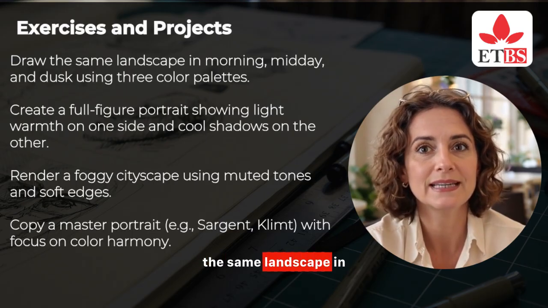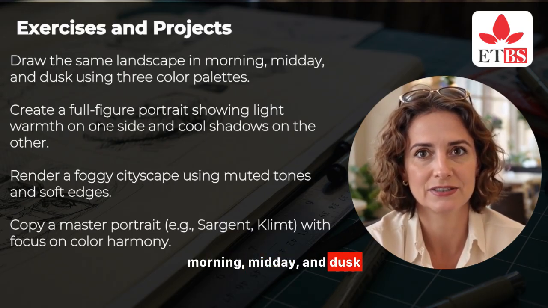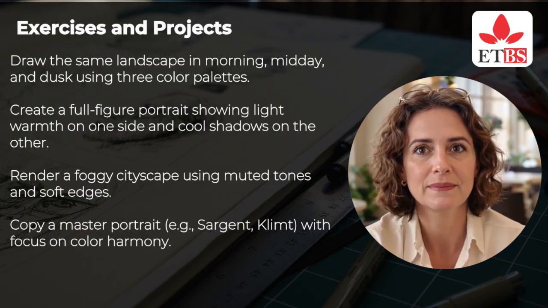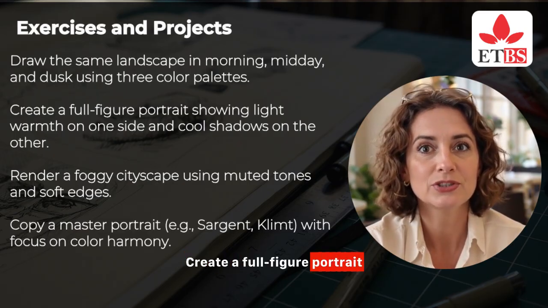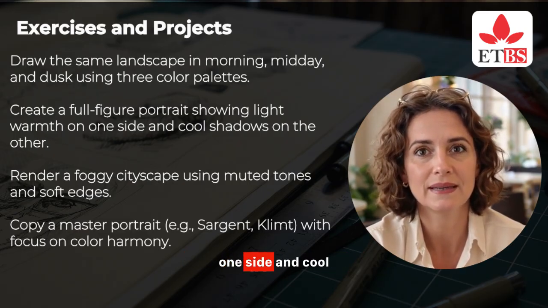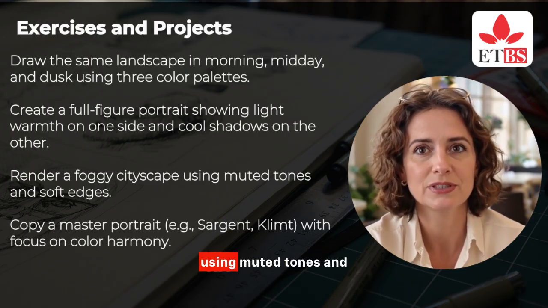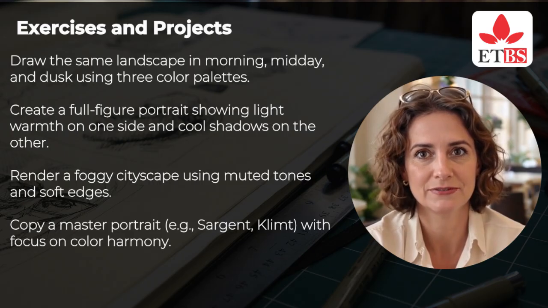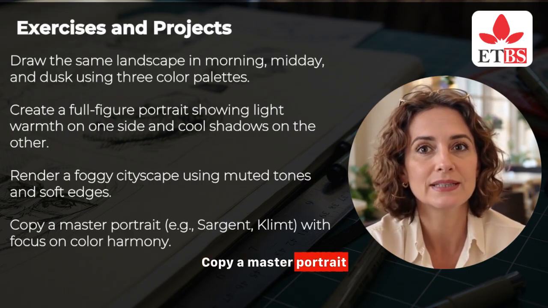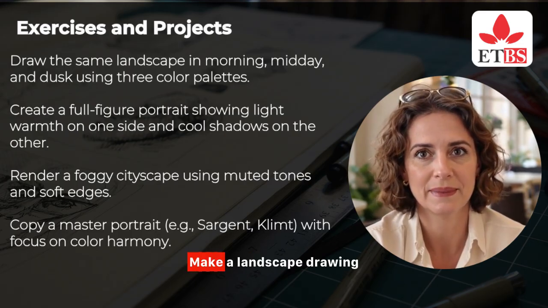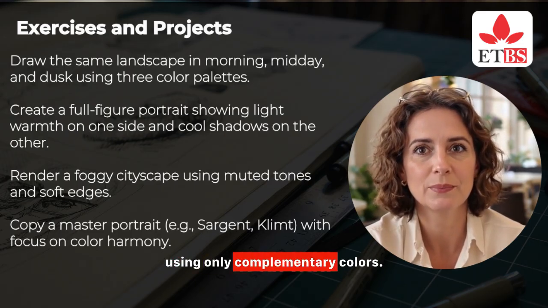Exercises and projects. Draw the same landscape in morning, midday, and dusk using 3 color palettes. Create a full figure portrait showing light warmth on one side and cool shadows on the other. Render a foggy cityscape using muted tones and soft edges. Copy a master portrait, e.g. Sargent or Klimt, with focus on color harmony. Make a landscape drawing using only complementary colors.